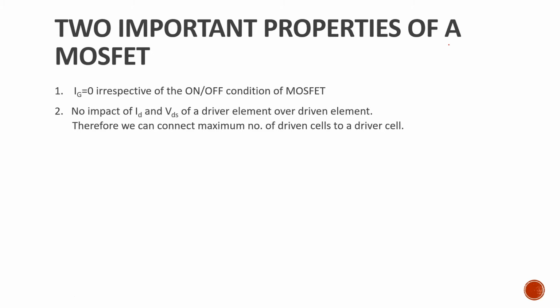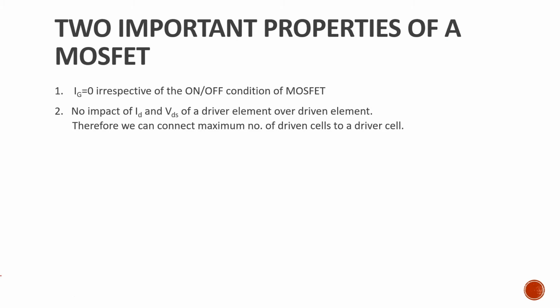What is the first point? Ig is 0 irrespective of the on or off condition of the MOSFET, which we discussed already. Second one: no impact of ID and VDS of a driver element over a driven element. Guys, that's what I want to tell you.